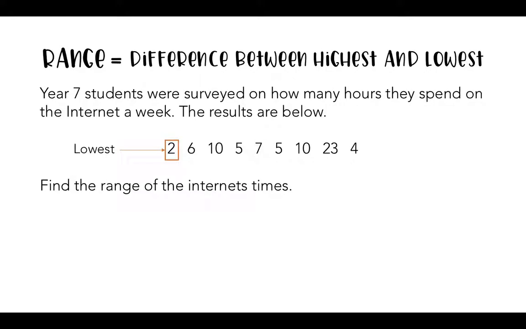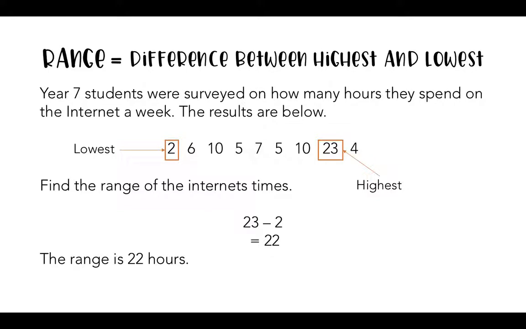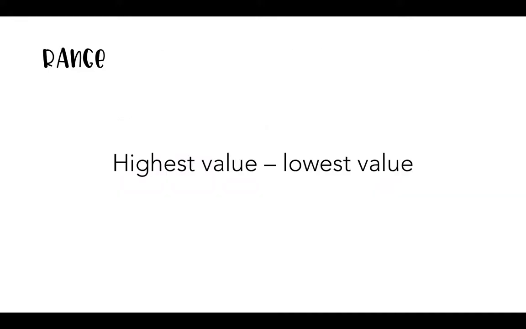So first thing you've got to do, find your lowest and find your highest value. Then you go 23, your highest, take away 2, which is your lowest, and that gives you 22. So the range of time spent on the internet is 22 hours. That's the difference between the person who spends the most time on the internet and the person who spends the least. So range equals the highest value take away the lowest value. Make sure you've written that in your rules book.